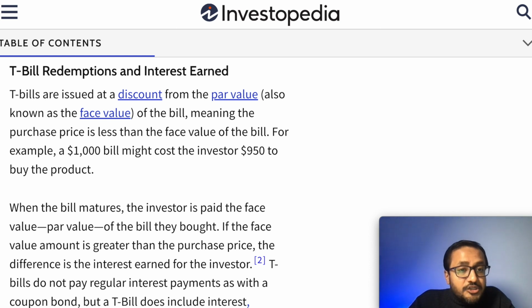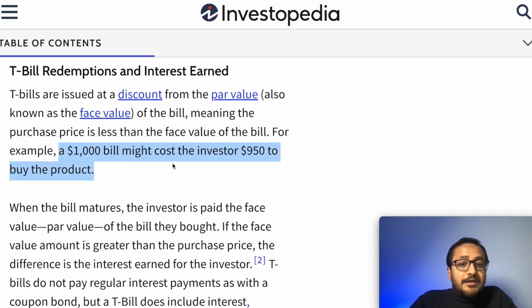Now, T-bills are issued at a discount from the par value, which is known as the face value of the bill, meaning the purchase price is less than the face value of the bill. For example, a $1,000 bill might cost investors $950 to buy, which means when the redemption happens, you should be able to get the face value if you hold it all the way up to the maturity date.